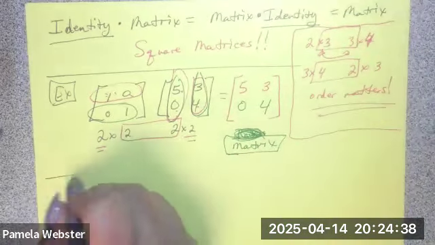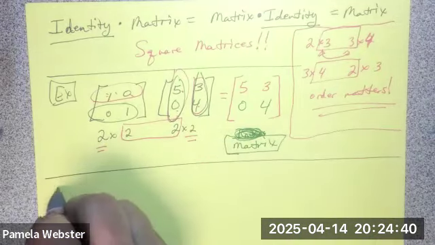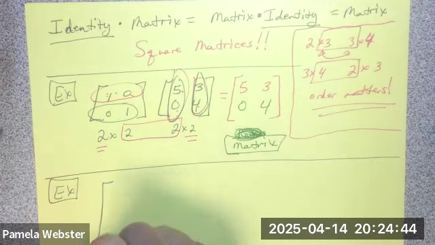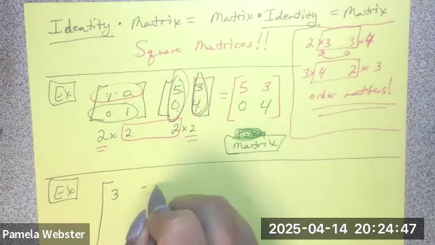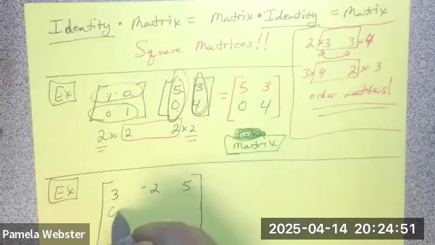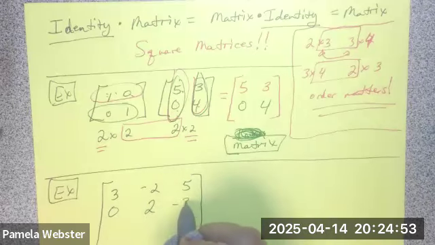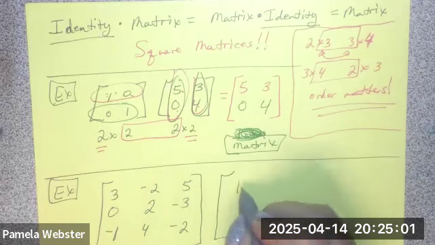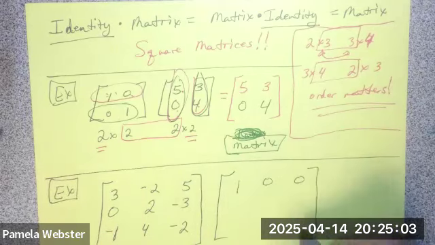Hopefully that all makes sense. You're going to try this one. Okay. Multiplying 3, -2, and 5; 0, 2, and -3; -1, 4, -2, and you're going to multiply that by the identity matrix, okay?